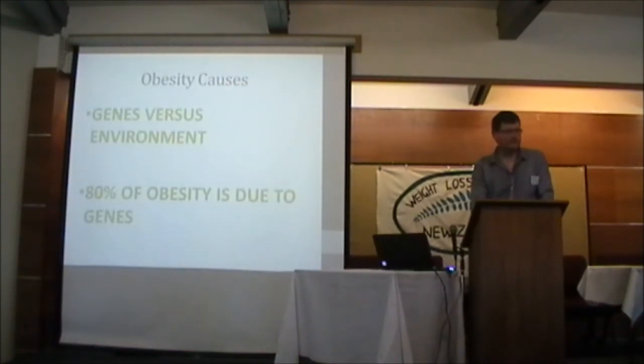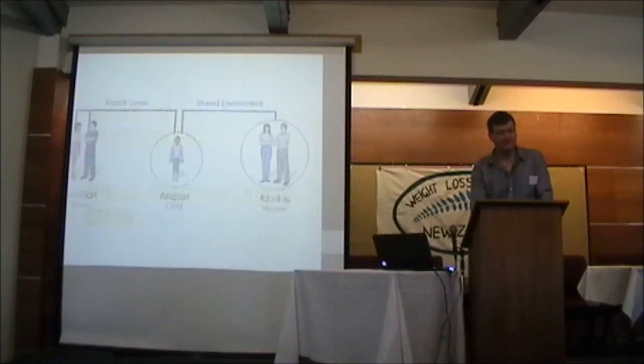So what are the causes of obesity? Obviously there's genes and there's environment. And what we now know, and we've got very good evidence, is that the majority of obesity is due to genes, and probably about 80% is caused by genes. Now, how do we know that? We've got two really good lines of evidence. Firstly, adoption studies, and secondly, twin studies.